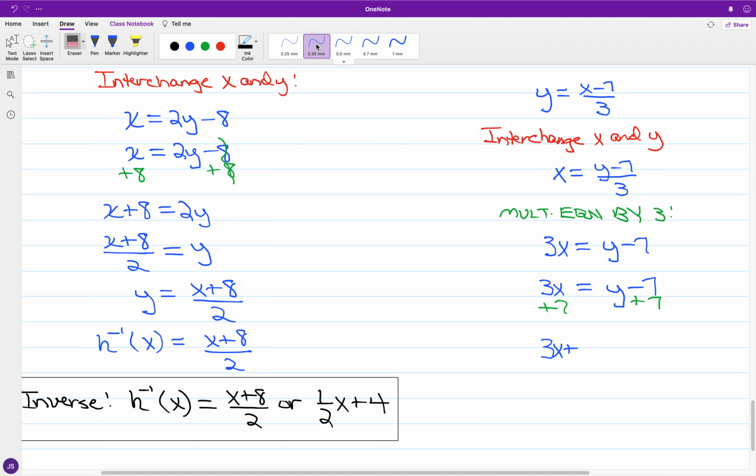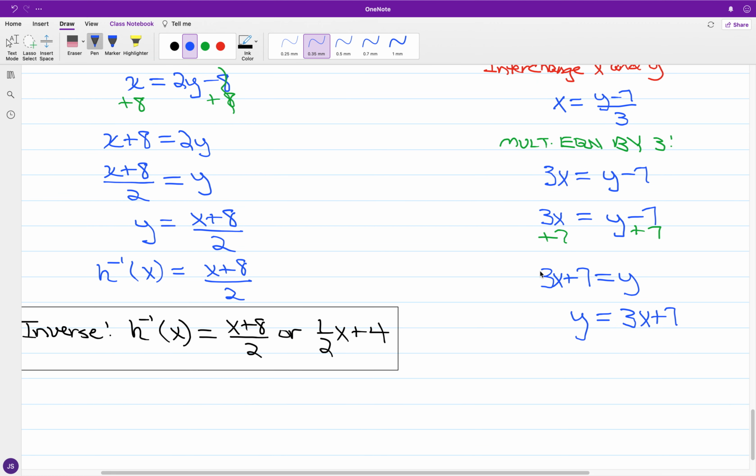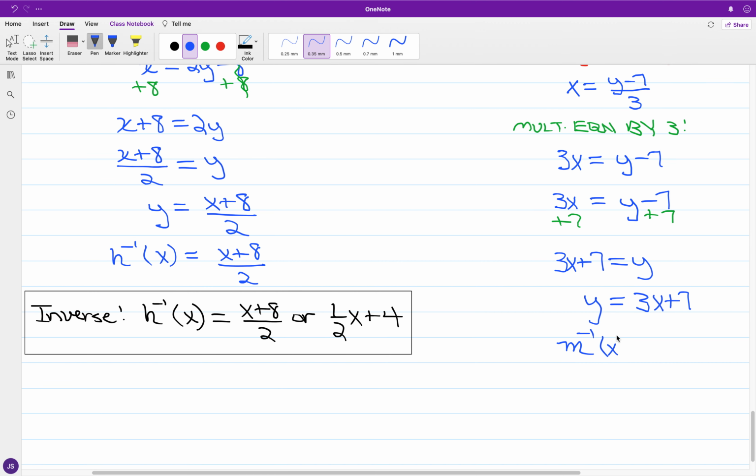3x plus 7. So 3x plus 7 is equal to y, and just swapping the order, I have that y is equal to 3x plus 7. Now for the inverse, we started out with m of x. Now the inverse notation: we have the inverse of m of x is equal to 3x plus 7.